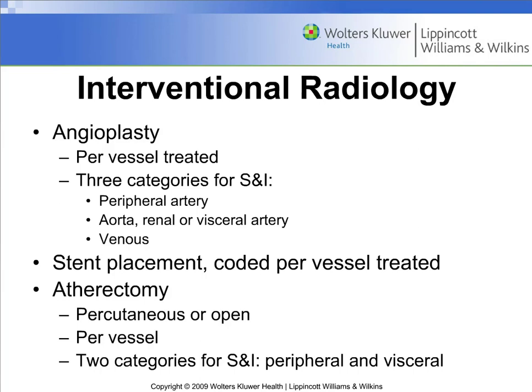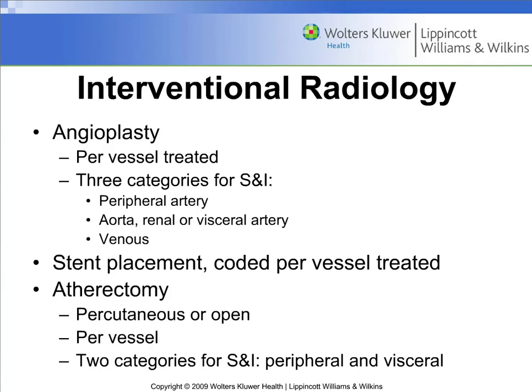Stent placement, again, is coded per vessel treated. Stent placement can be performed in conjunction with the angioplasty, so they may repair the vessel and then insert the stent, which is a wire mesh unit, if you will, that keeps that area open versus stenosing over. And the codes are assigned per vessel treated, not per lesion treated.